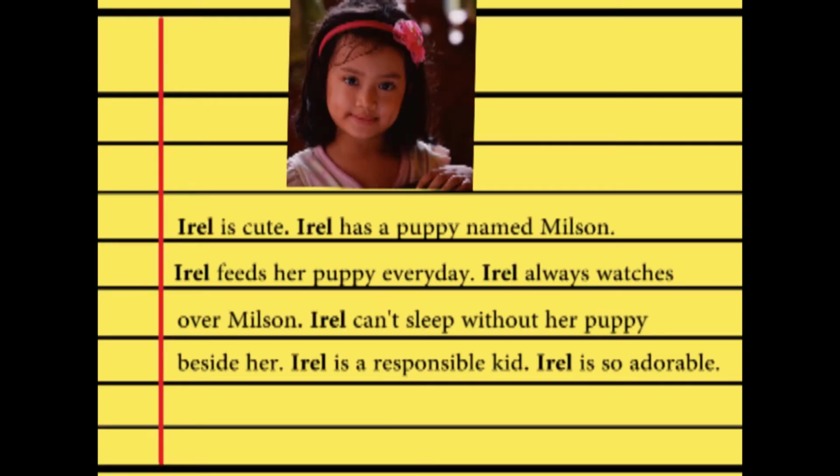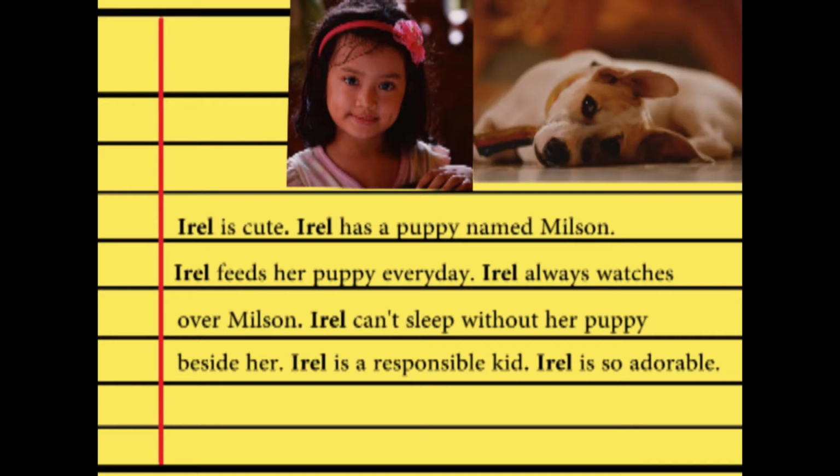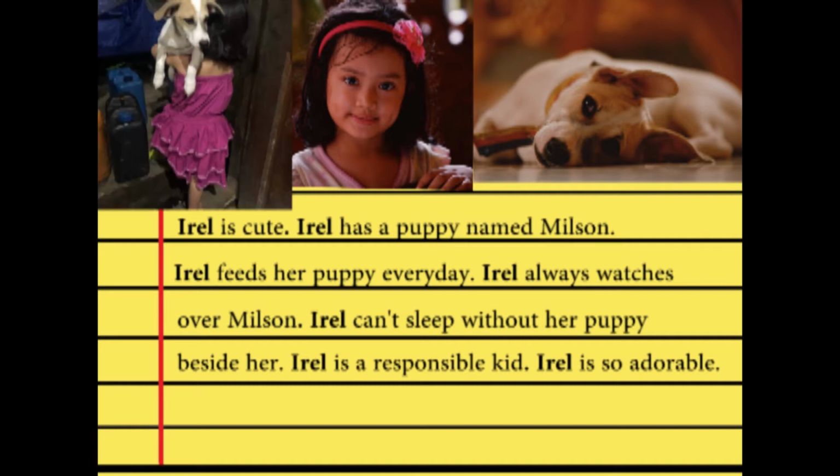Iril is cute. Iril has a puppy named Milson. Iril feeds her puppy every day. Iril always watches over Milson. Iril can't sleep without her puppy beside her. Iril is a responsible kid. Iril is so adorable.